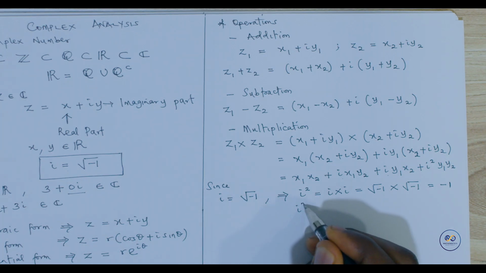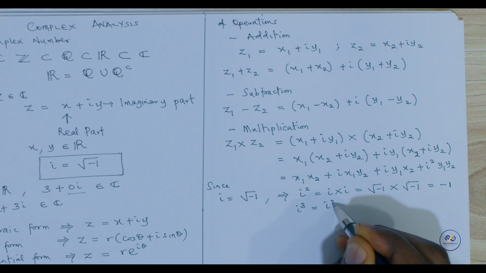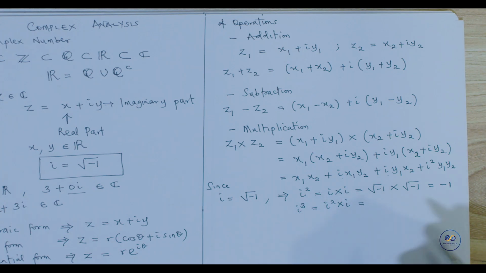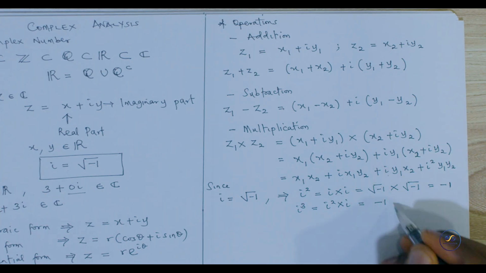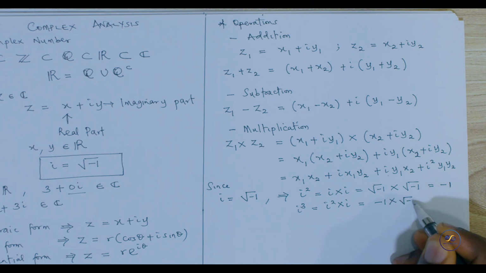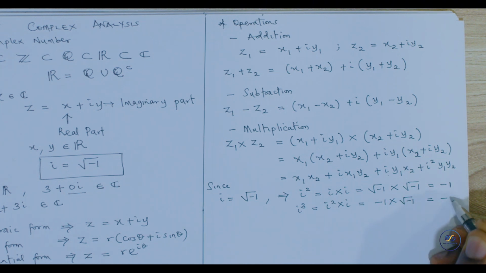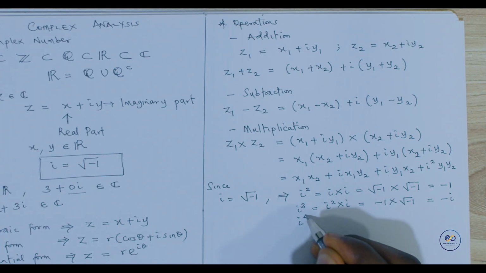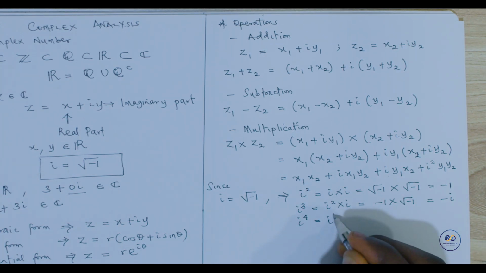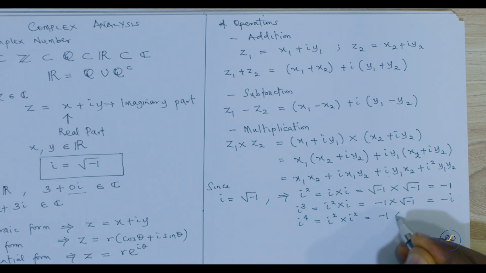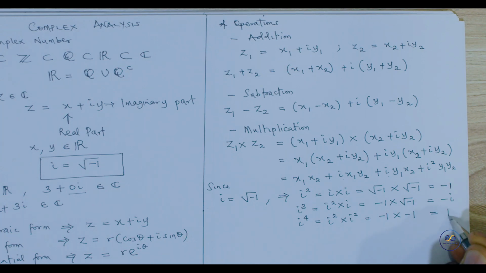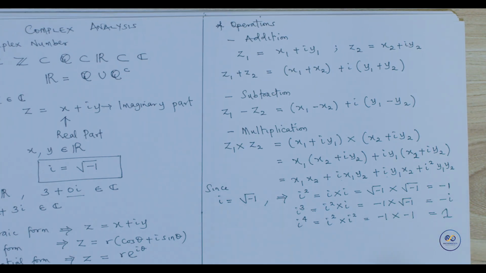Similarly, if we go to i cubed, we would have i squared multiplying i, which is minus 1 multiplying the root of minus 1, so our answer will be minus i. Similarly, if we have i raised to the power 4, it will be the same thing as i squared multiplying i squared, which is minus 1 multiplying minus 1, which gives us 1. From there on, every other thing follows cyclically.